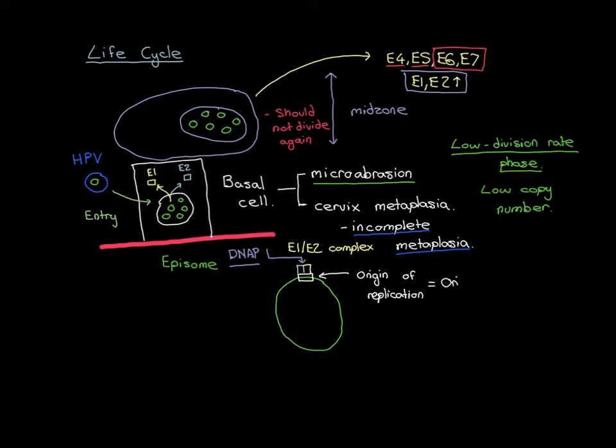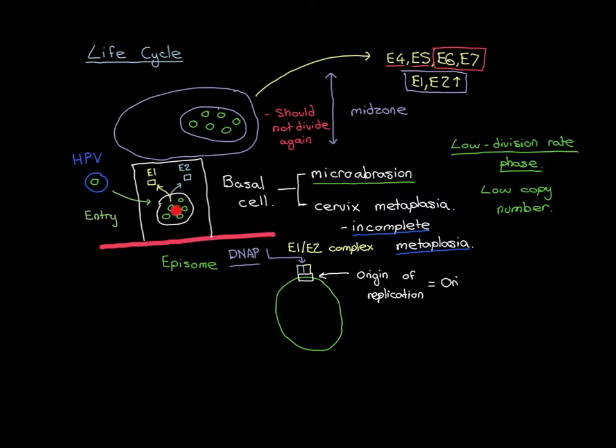Welcome back to this next video in which we are discussing HPVs and cervical cancer. Okay, so we're currently in the process of discussing the HPV life cycle, and what we've seen so far is that the virus will infect a basal cell of the stratified squamous epithelium, and the genome of the virus will end up inside the nucleus of the basal cell as an episome.